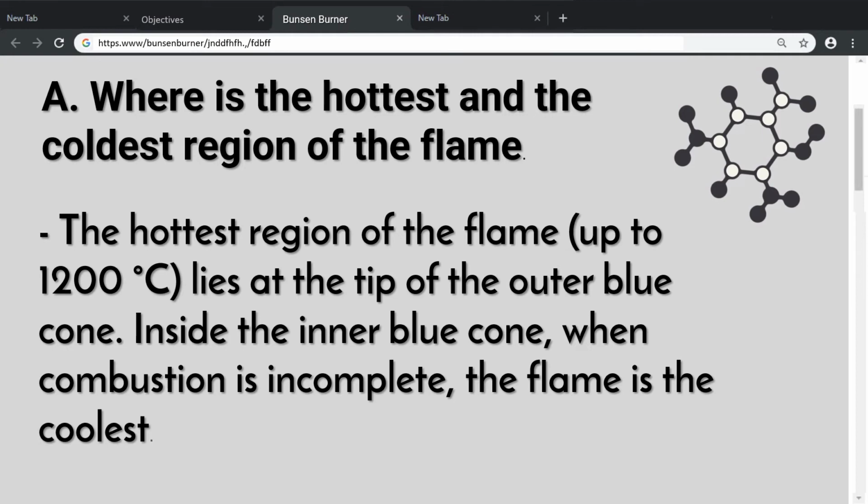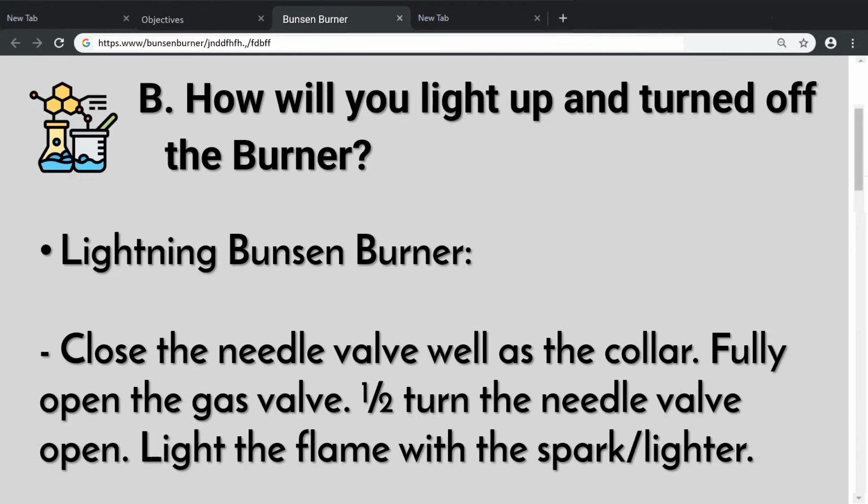The hottest region of the flame, up to 1200 degrees Celsius, lies at the tip of the outer blue cone. Inside the inner blue cone, where combustion is incomplete, the flame is the coolest. How will you light up and turn off the burner?